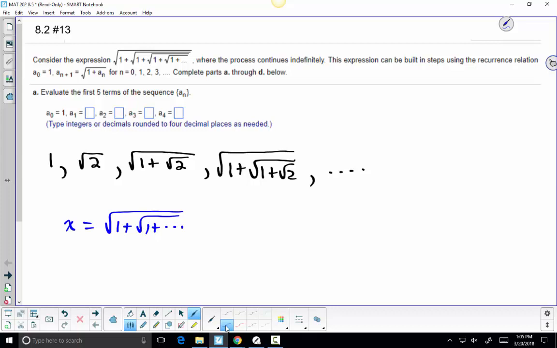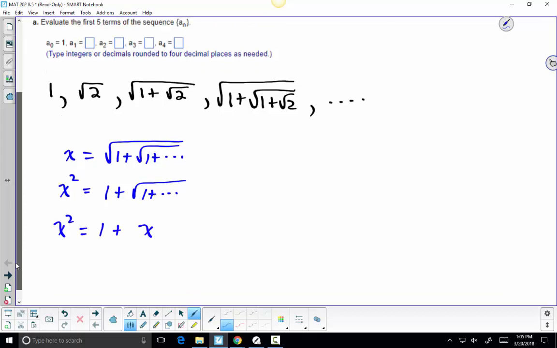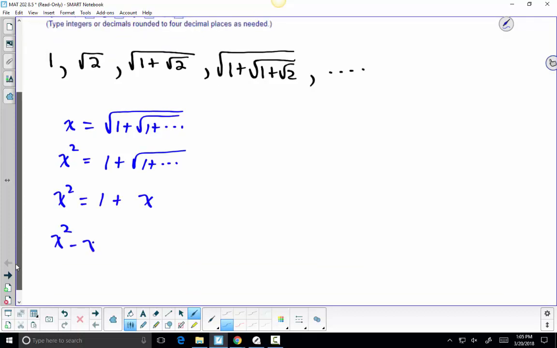And the method here is to do what to both sides? Yeah, we'll square both sides. And when we square both sides, we see that on the right we have 1 plus x. So this algebra way works pretty well. This would be one way to convince us that it does converge.